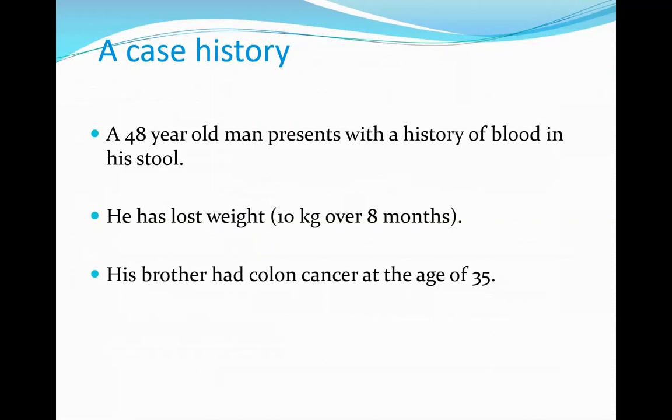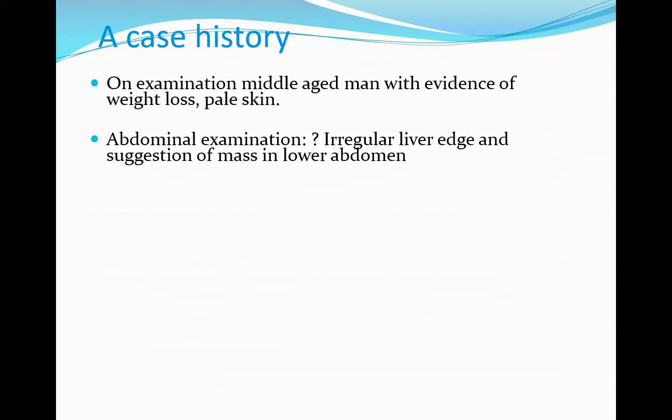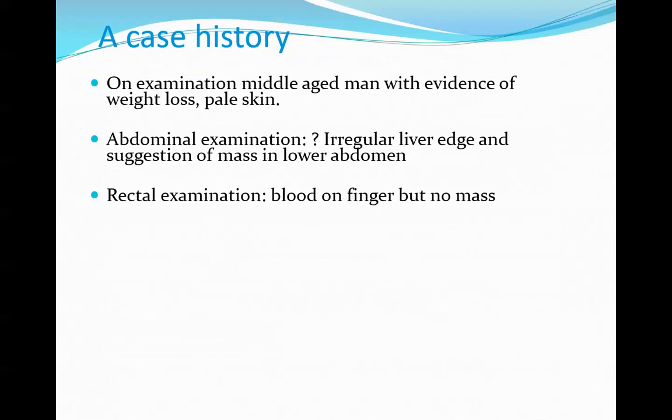A 48-year-old man presents with a history of blood in his stool. He has lost 10 kg in 8 months. His brother had colon cancer at the age of 35, so you have a hint. On examination, a middle-aged man with evidence of weight loss and pale skin. The abdominal examination shows irregular liver edges and suggestion of a mass in the lower abdomen. So the doctor has palpated it. Rectal examination shows blood, but the mass is not seen, meaning the mass is somewhere higher up.